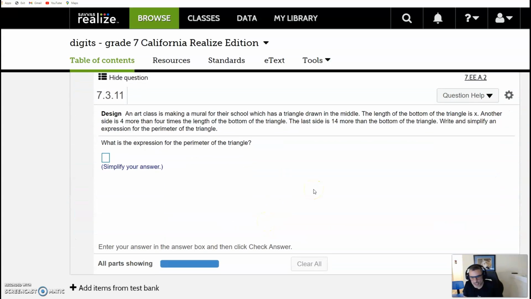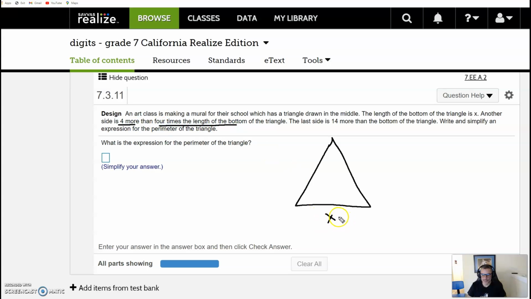An art class is making a mural for their school which has a triangle drawn in the middle. Anytime I get a problem like this with a shape involved, I'm going to go ahead and just draw a triangle. It says the length of the bottom of the triangle is x. Here's the bottom of my triangle, x. Another side is 4 more than 4 times the length of the bottom.